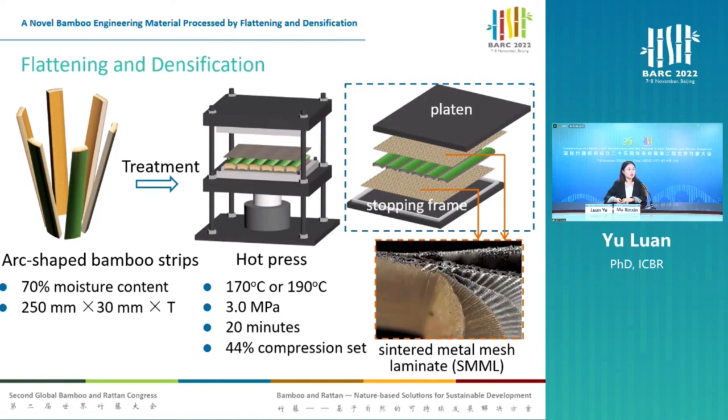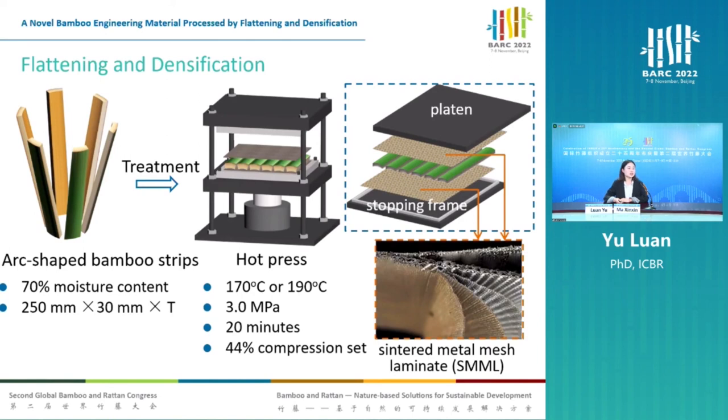Actually, bamboo strips were preconditioned to a moisture content of 70%. The hot press was used, and the platens were preheated to 170 or 119 degrees Celsius before the bamboo strips were placed on the bottom platen. The S-shaped bamboo strips were compressed in the radial direction and flattened, followed by continuous compression to densification. The max compression pressure was around 3 megapascals, and the total duration of the treatment was around 20 minutes.